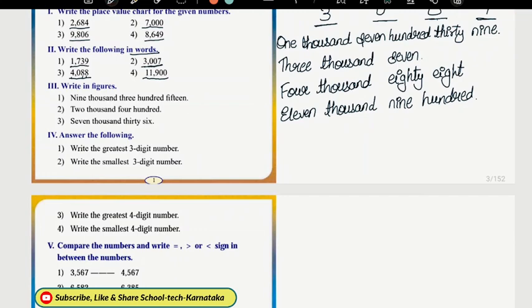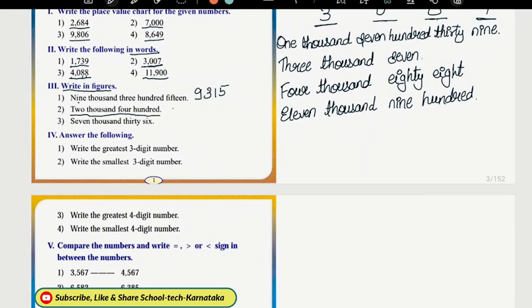Let's see what we have in our next exercise. In our third exercise, we need to write the given numbers in figures. They have given numbers in words and we need to write them in figures. So the first number is 9,315. How do we write it? 9,315.